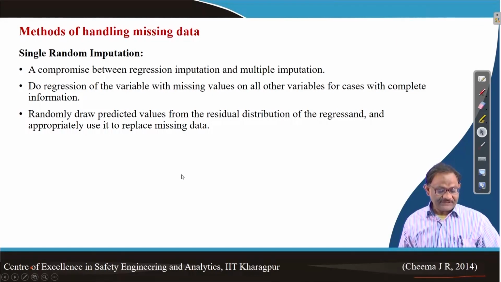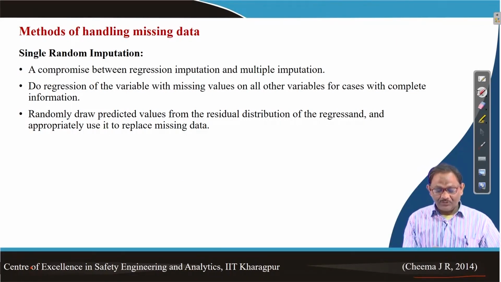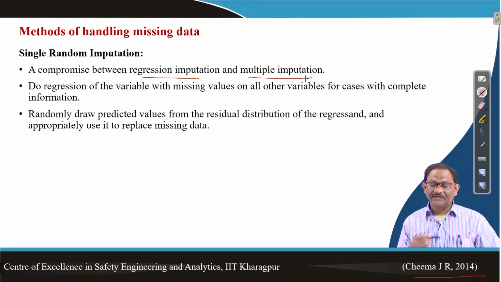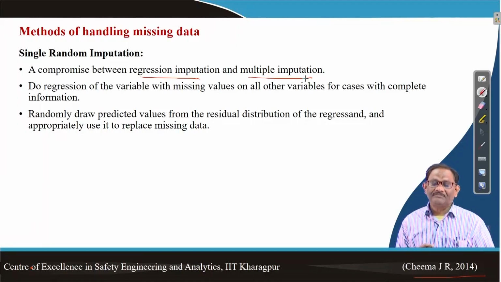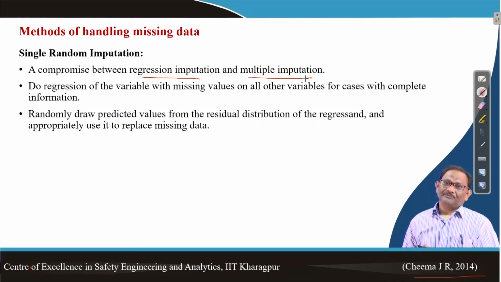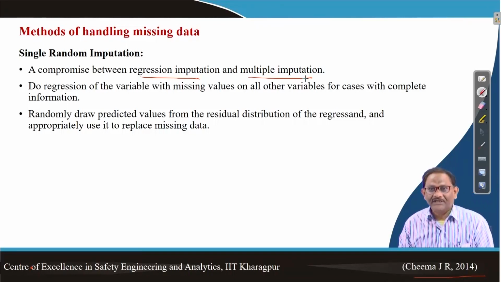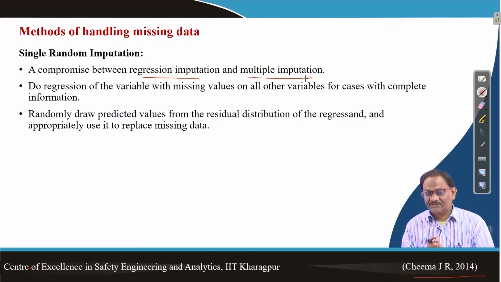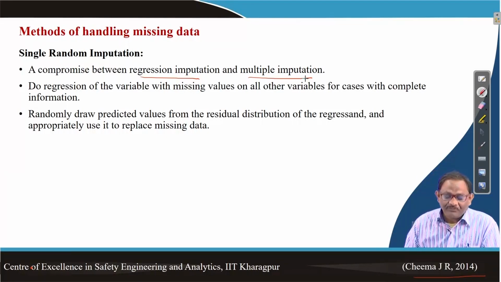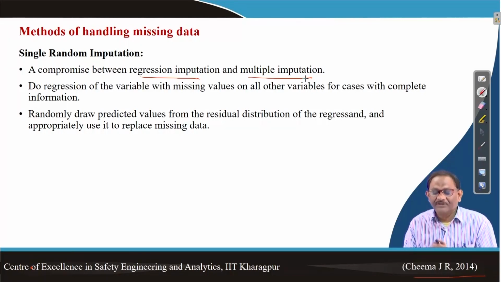Single random imputation is a compromise between regression and multiple imputation. In regression imputation, you have seen that a particular variable is regressed on the other variables, and then the missing values are found from the other variables using the regression equation. In multiple imputation, you have seen that it is some kind of simulation based method where multiple data sets are created. Single random imputation takes the advantage of both and at the same time loses certain advantages. So it's a compromise between the two.